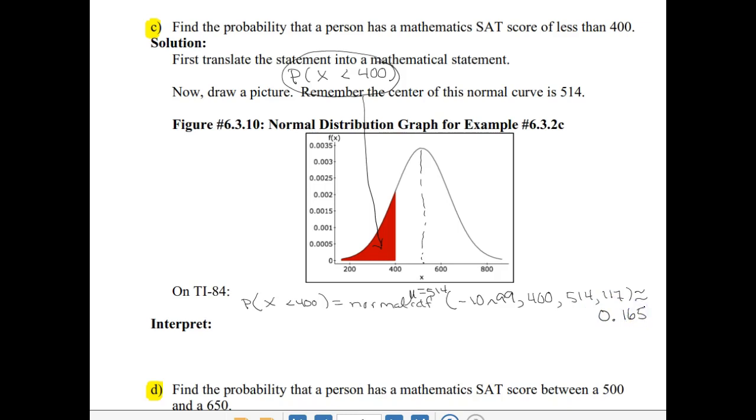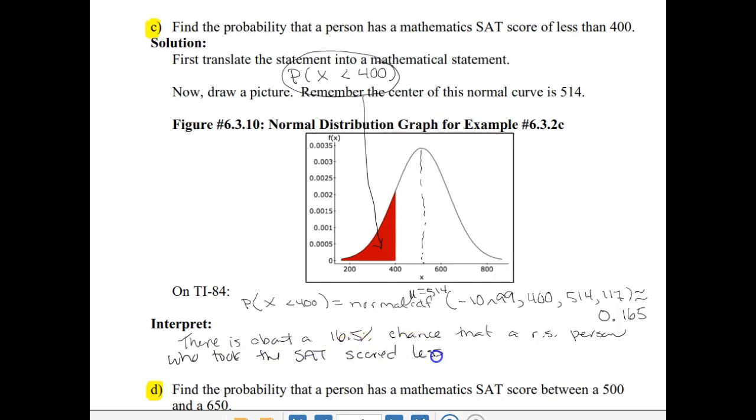0.165. So again, if we were to interpret that, there is about a 16.5% chance that a randomly selected person who took the ACT scored less than 400 on the math part, the math SAT.